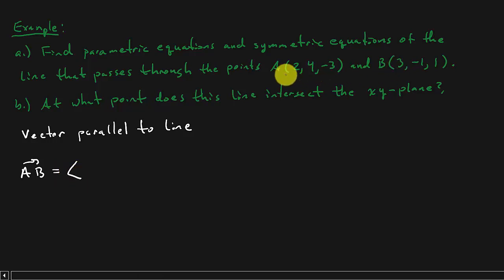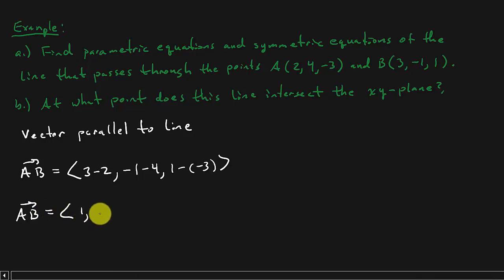So remember how to find vector AB? That's 3 minus 2, negative 1 minus 4, and 1 minus negative 3. And so we get vector AB is equal to 1, negative 5, 4. Okay.